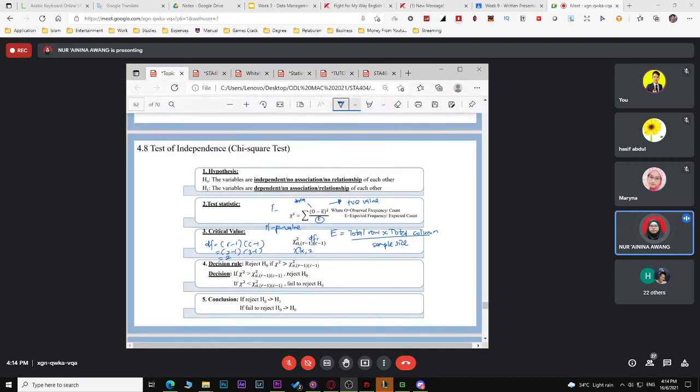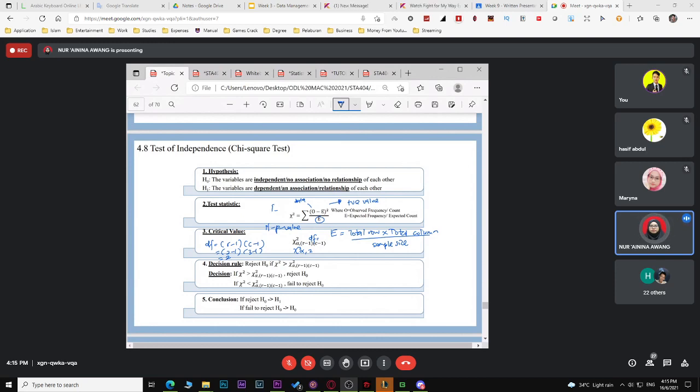And then the next one is your decision rule. For the decision rule, reject H null if chi-square calculated is more than chi-square alpha, degree of freedom, your critical value. Okay, so if chi-square calculated is more than your critical value, you will reject your H null. So you compare both values and then your conclusion.